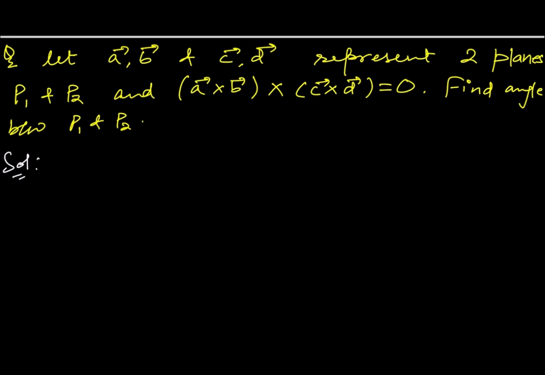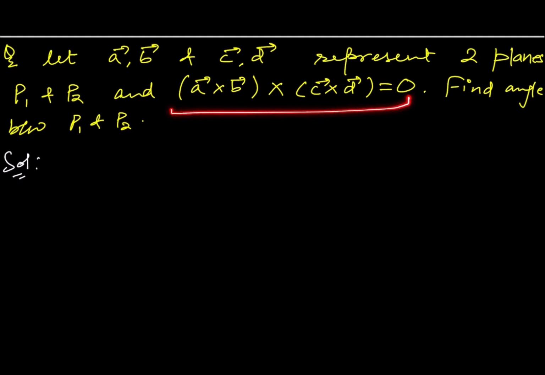So what is given in question? It is given that A vector B vector is representing a plane P1 and C vector D vector is also representing another plane, say P2, and also A cross B cross C cross D is equal to 0, right? And what we are asked to find the angle between P1 and P2. Okay, as we know, two vectors always represent a plane, right? Because any two vectors are always coplanar vectors, right?